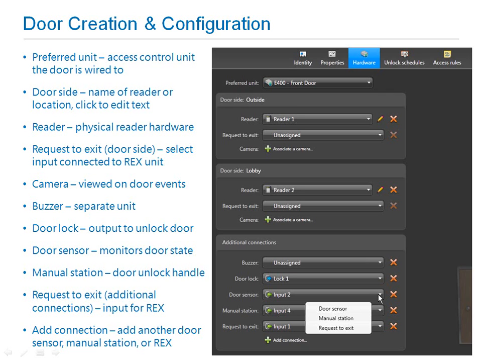Below that we have the input that is connected to the door sensor, which tells us if the door is open or closed. As well, in the unit properties we can set up the input defaults, such as if it's normally open or normally closed, and if it's supervised or unsupervised.